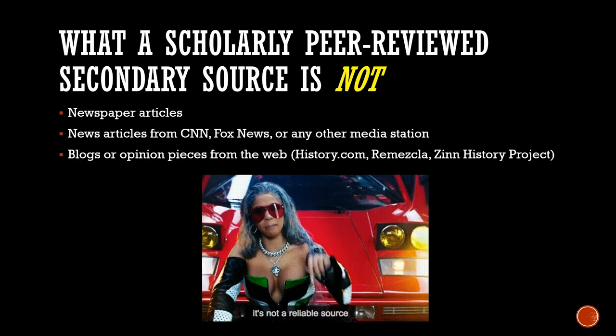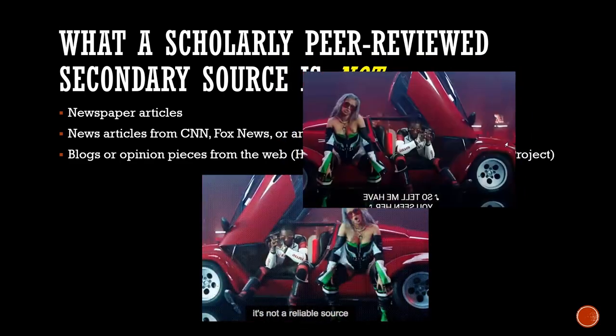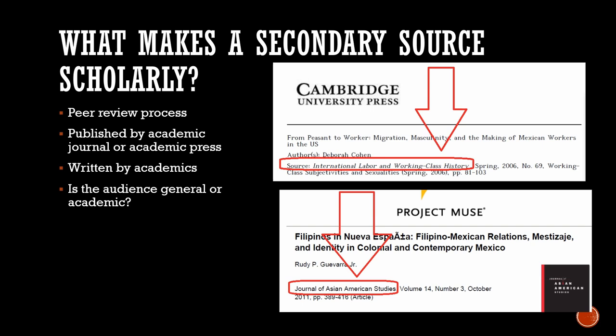As my girl Cardi B says, so what makes a secondary source scholarly and peer-reviewed? When we say that a source is peer-reviewed, it means that it's likely gone through some sort of peer review process among other academics or publishers. And usually these are works that are published in an academic journal or published by a university press. So for example, some journals I'm thinking about are the Journal of American History, the Journal of Ethnohistory, the University of Texas Press, University of California Press.